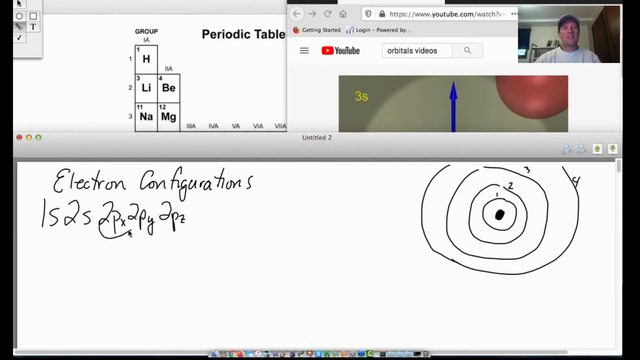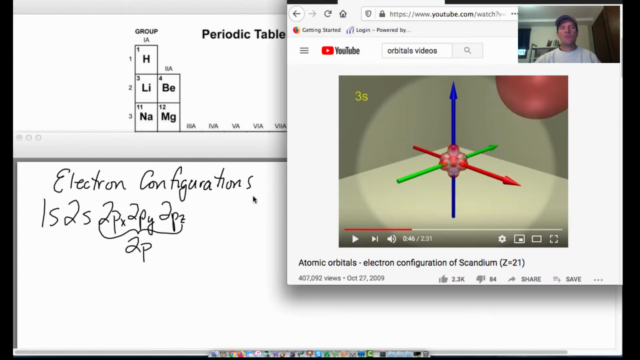Now I am not going to keep writing the 2p's 3 times. I'm just going to write 2p, and you're going to have to know there are 3 of them, 2 electrons in each, for a total of 6 electrons in those p orbitals. Okay? Then, once we get to 2p, the second energy level is full. You can't stuff any more electrons in there, because they won't allow that, because they want to repel. They're going to push the other electrons out further to the third energy level.